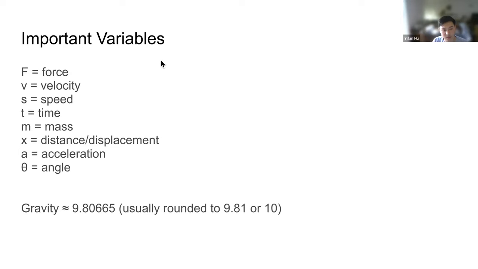And then these are some important variables because they're used a lot. There's force, which is a capital F; velocity, which is a lowercase v; speed, which is the absolute value of the velocity, lowercase s; time, which is t; and mass, m. Don't confuse mass with meters, because meters is also a lowercase m. If you're using m as a variable, it's going to be mass. If it's m as a unit, it's going to be meters. X is displacement or distance. A is acceleration, and theta is angle. And then gravity is usually rounded to 9.81 or 10. In most tests, it's 10 just to make calculations easier.